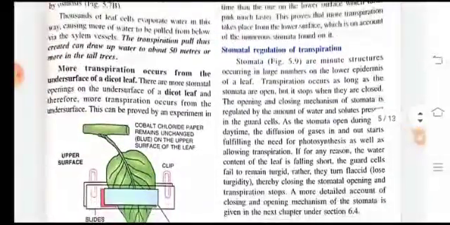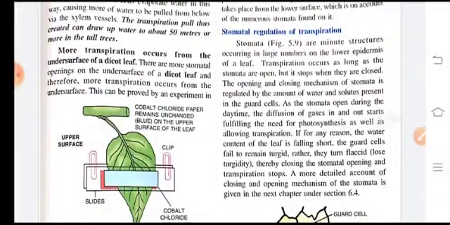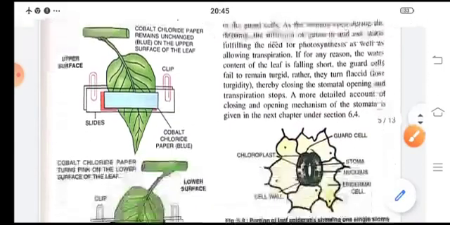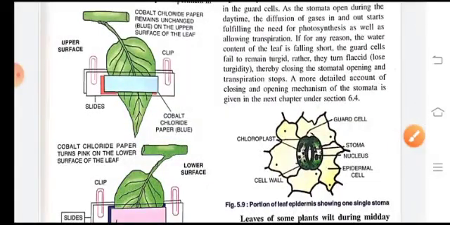Now next is an experiment to show that transpiration occurs most on the undersurface of the dicot leaf. So there are more stomata on the undersurface of a dicot leaf as compared to the monocot leaf. So here is an experiment to prove that: we have taken two leaves of a dorsiventral leaf.